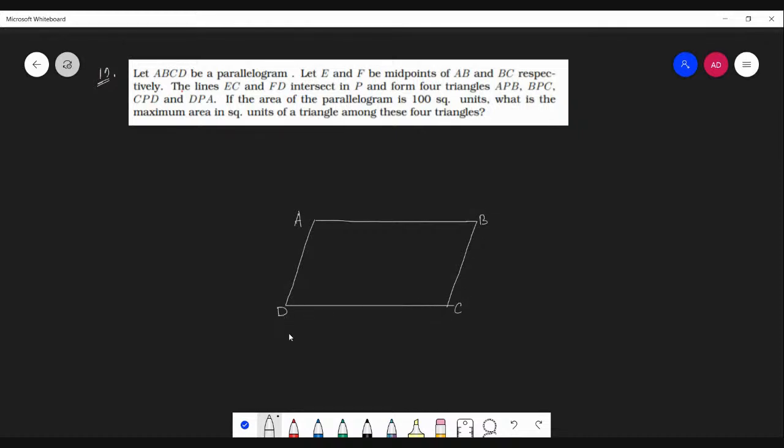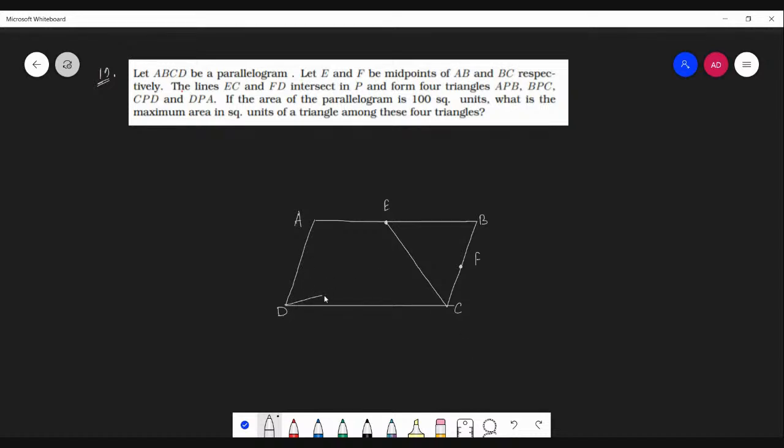ABCD is a parallelogram, and E and F are the midpoints of AB and BC. So line EC and FD. If I join this line EC, this is EC and FD.